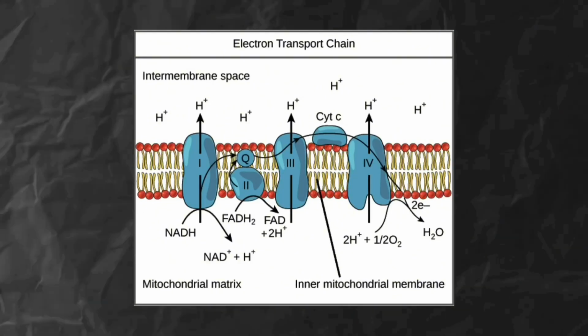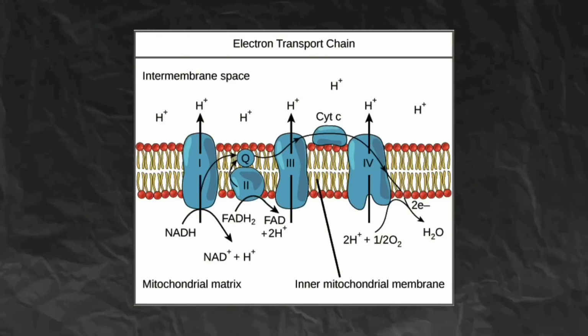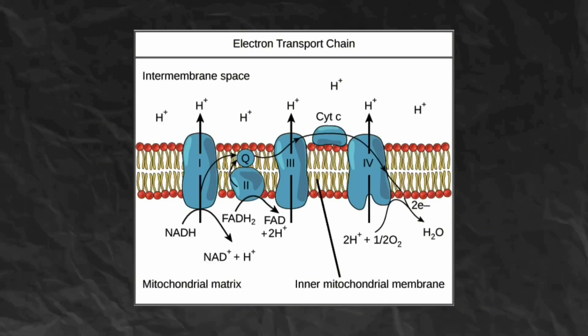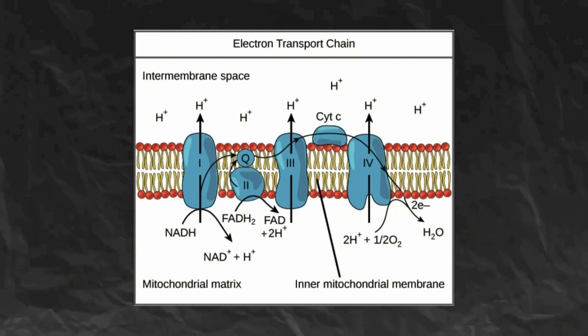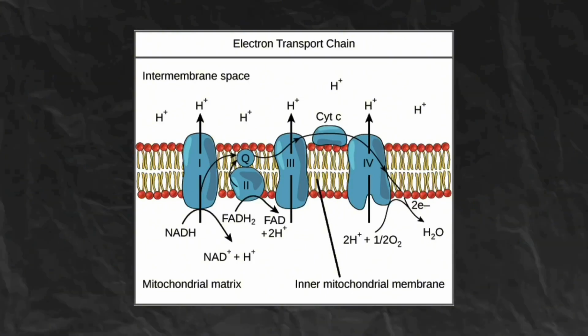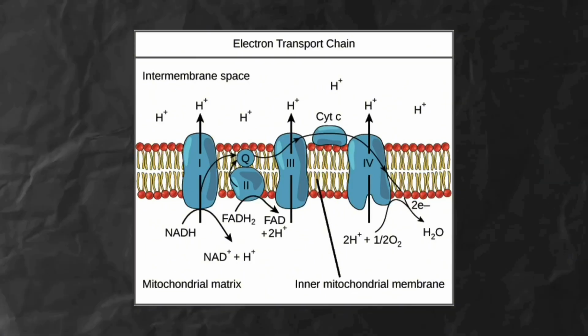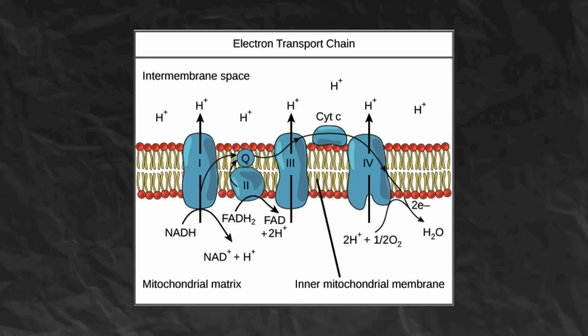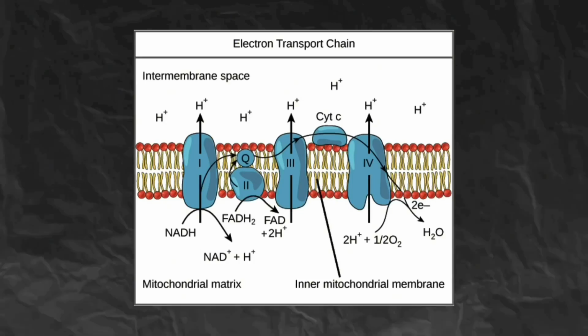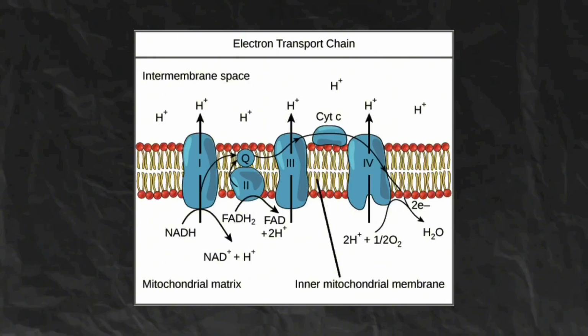Then, protons flow back through an enzyme called ATP synthase, spinning it like a turbine. That spin powers the production of lots of ATP, about 34 ATP from this stage alone. At the end of the chain, oxygen accepts the electrons and combines with H+ to form water. Without oxygen, this whole system shuts down.